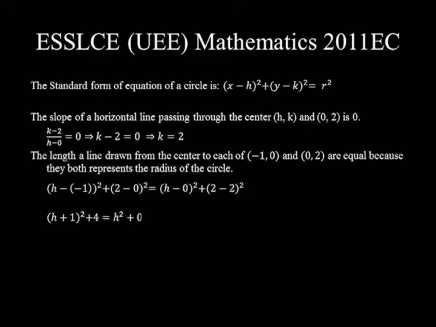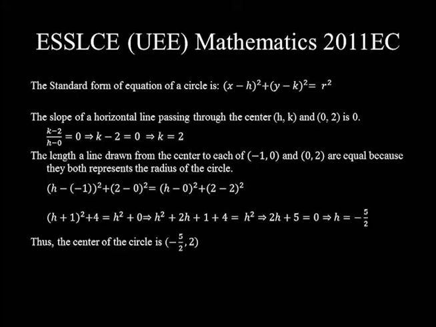h plus 1 the whole square is the square of the first term, that's h square, plus 2 times h times 1, that's 2h, plus the square of the second term, that's 1 square, which gives 1, plus 4, is equal to h square. h square cancels h square, then we are left with 2h plus 1 plus 4, which means plus 5, equal to 0. Taking positive 5 to the right of the equality sign and then dividing by 2, we'll find h is equal to negative 5 over 2. Thus, the center of the circle is negative 5 over 2, 2.